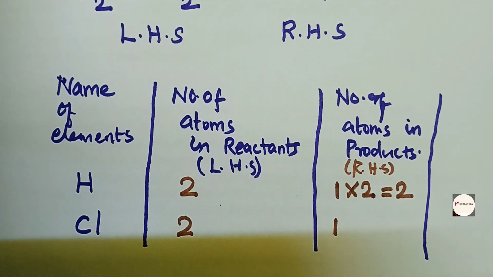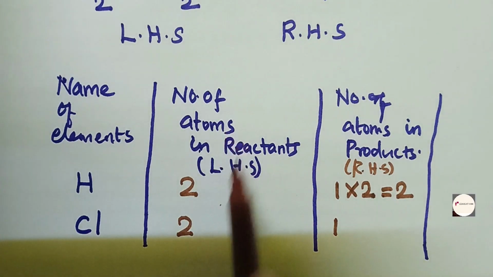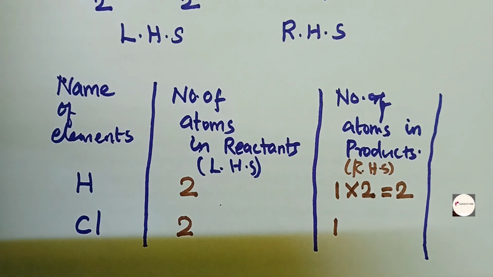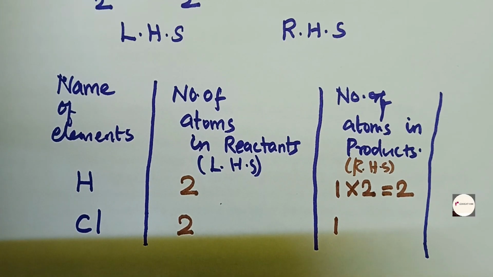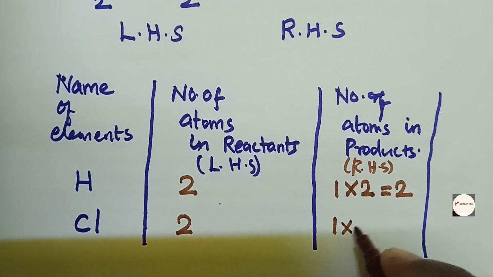Okay. Next, chlorine atoms. On the left hand side, if you see, 2 chlorine atoms, right hand side 1. So what do you have to do now? Where is the least number of atoms? You have to look. In the product side, here only 1. You have to make it into 2. So what do you have to do? You have to multiply with 2.